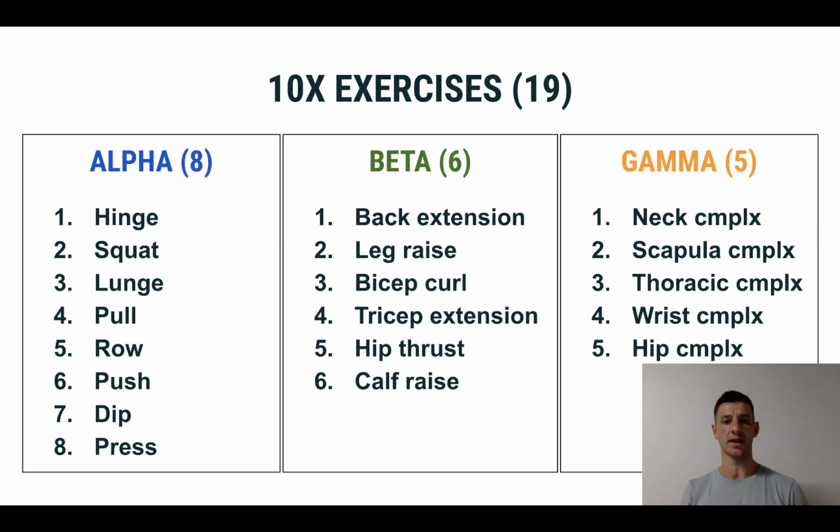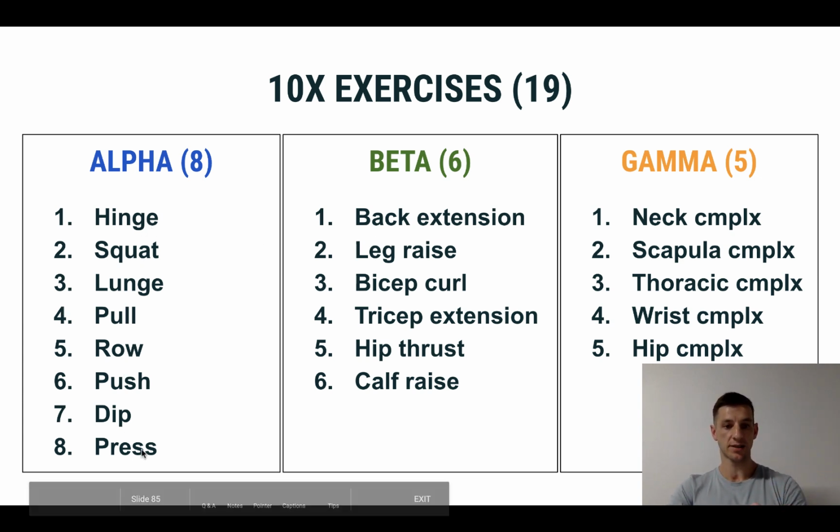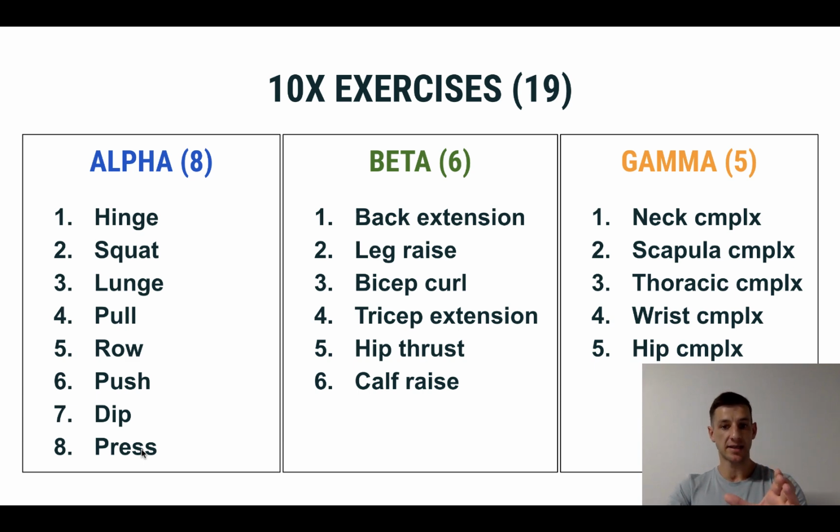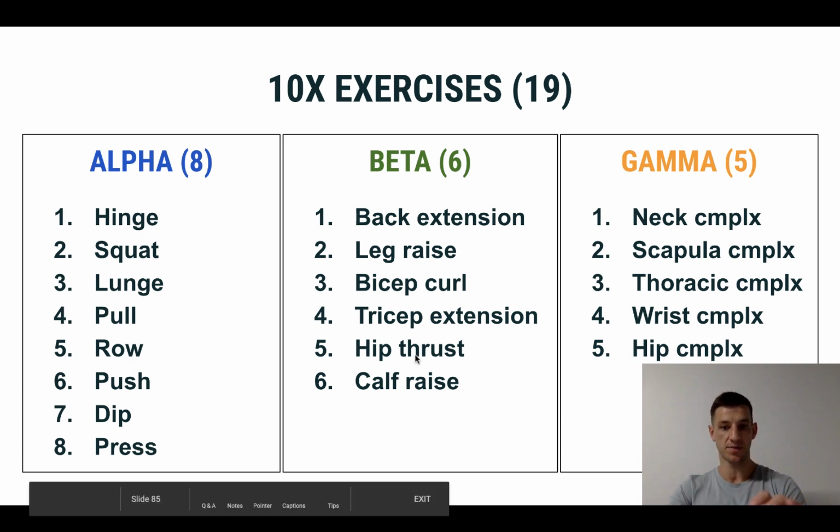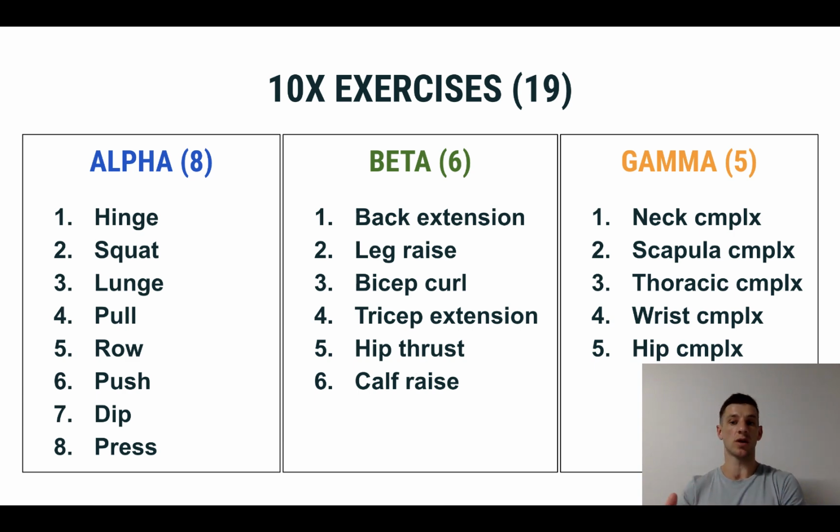So here are the actual exercises. You have 8 alpha exercises, 6 beta, and 5 gamma complex movements. So they are hinge, squat, lunge, pull, row, push, dip, press. For the beta, we have back extension, leg raise, bicep curl, tricep extension, hip thrust, and a calf raise. And I'll show you in a moment which muscle groups each of these exercises target. Then the gamma exercises are, again, the tertiary supportive exercises that target micro or small muscle groups like the neck, scapula, thoracic, wrist, and hip. Okay, let me show you what they look like.